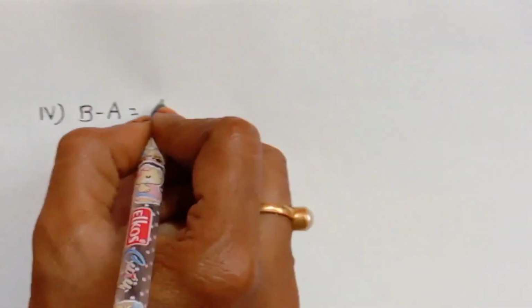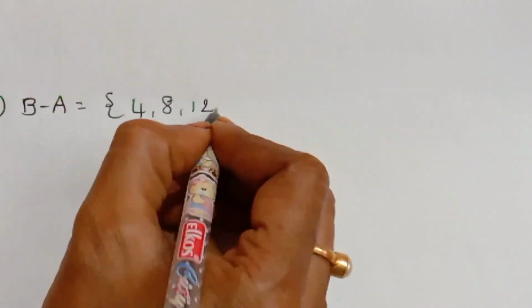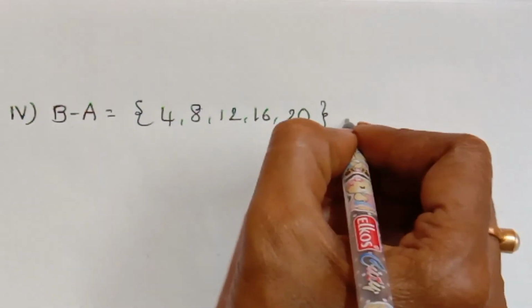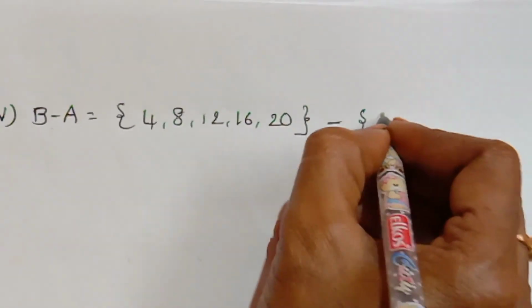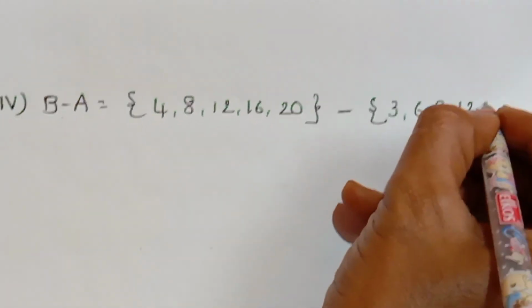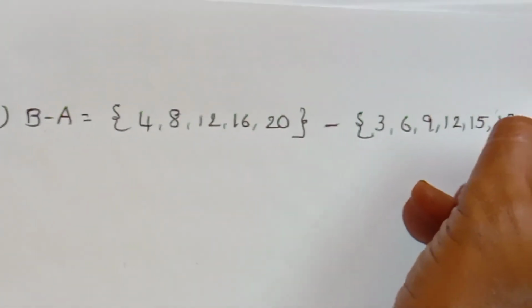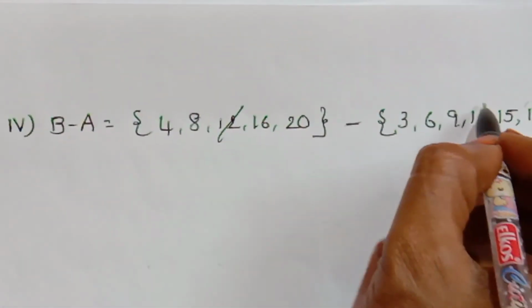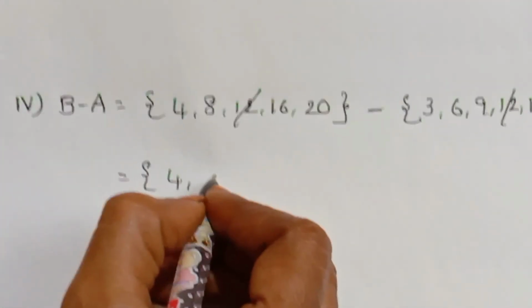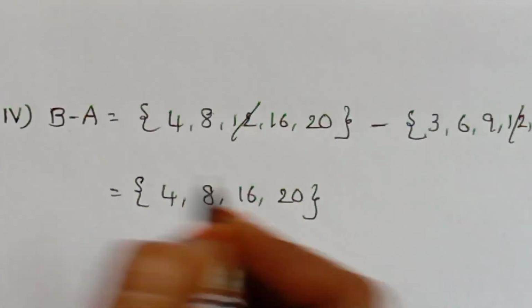Fourth, B minus A. B set is 4, 8, 12, 16, 20. Minus A set, 3, 6, 9, 12, 15, 18, 21. 12 is common. Remaining 4, 8, 16, 20.